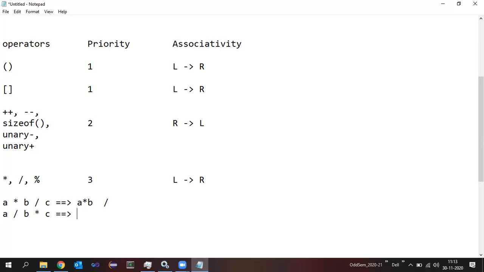Now, suppose we have A / B * C. In this case, both division and multiplication have the same priority. But how are we going to perform them? We are going to perform from left to right. Left to right means the first one which has appeared, division. So A / B we will perform first, followed by multiplication. That is the meaning of left to right when we have the same priority operators. Understood?